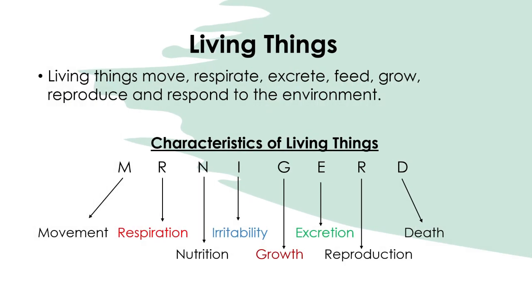Living thing. What is the first thing that comes to your mind when you hear the word living thing? Living things are things that move, respire, excrete, feed, grow, reproduce, and respond to the environment. Examples of living things you can say are plant and animal. They are what? Living things.